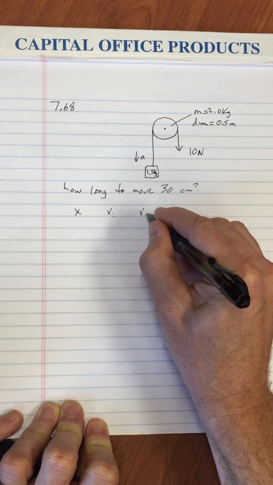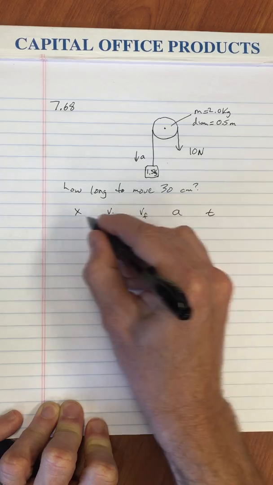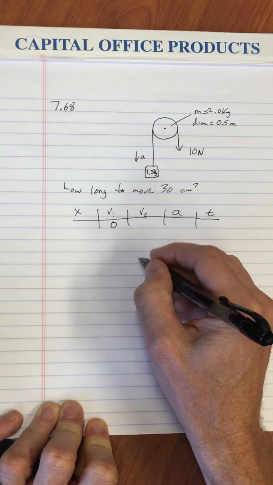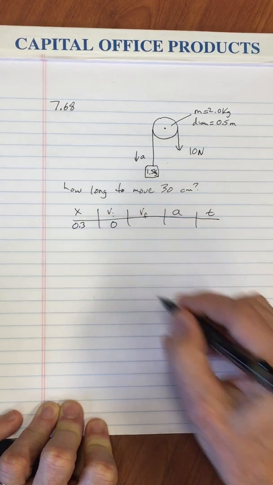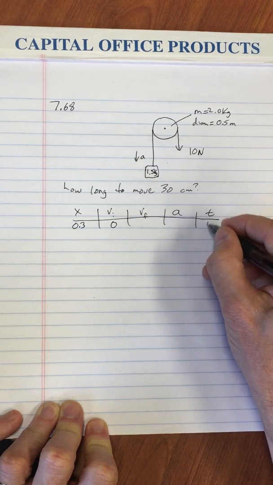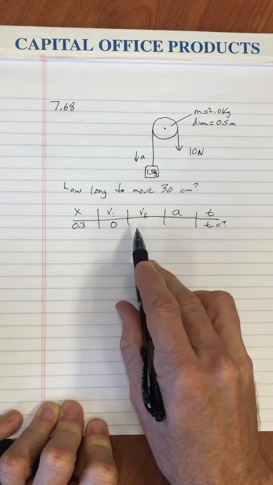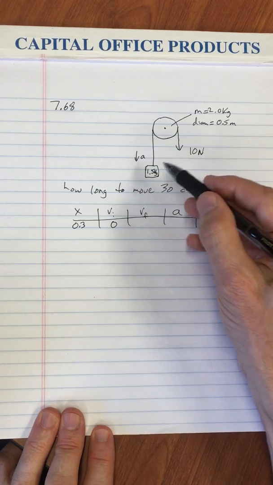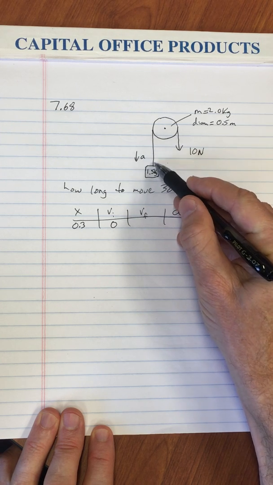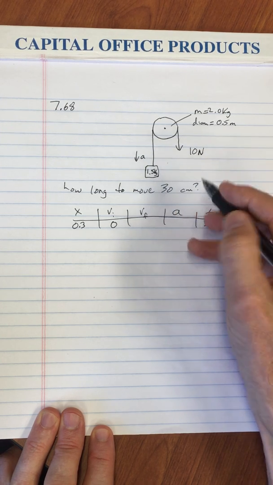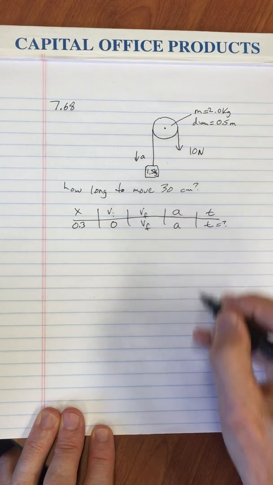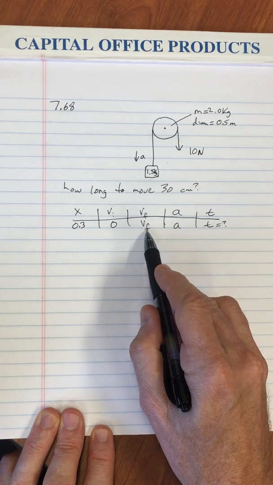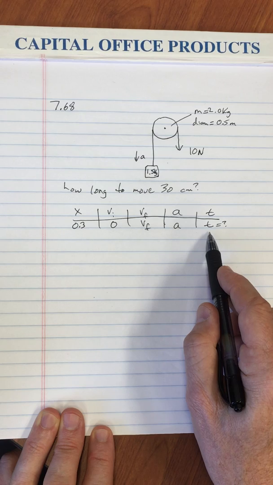So we can start off by asking ourselves, what kinematic parameters do we have and which ones do we need to figure out? We are told that it starts from rest, so the initial velocity is 0. The distance we're interested in traveling is 30 centimeters. We are looking for the time. We don't know the final velocity it'll be moving at the end of that time, and we don't know the acceleration. This object is not in free fall because there is a rope attached to it. So it's not just gravity acting on it, so we don't know the acceleration and we don't know the final velocity. So in order to answer this kinematics problem, we're going to need to figure out either vf or a in order to get t.